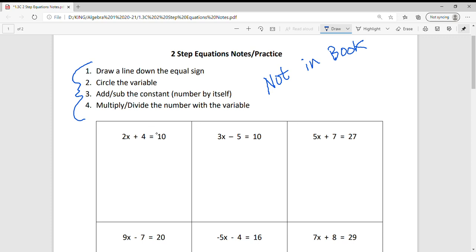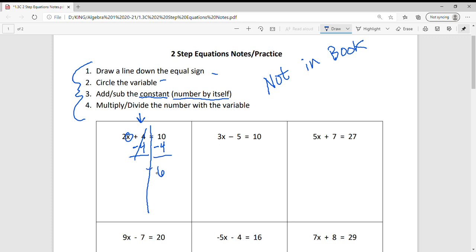So first step, draw my line down the equal sign. Second step, circle my variable. So there's the first step, there's the second step. Third step, add or subtract the constant. That's the number by itself. So that's right here, plus 4. So the opposite of plus 4 is minus 4. Come to the other side, minus 4. So 10 minus 4 gives me 6.